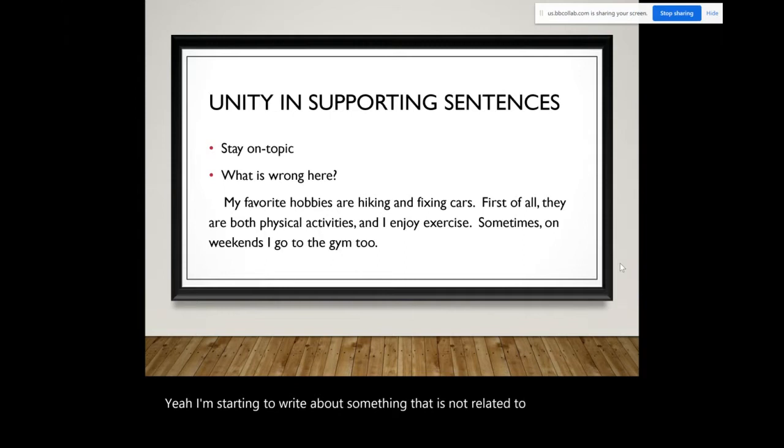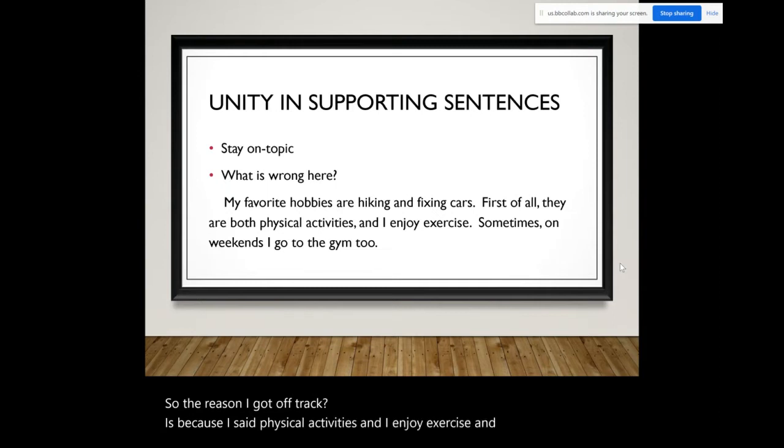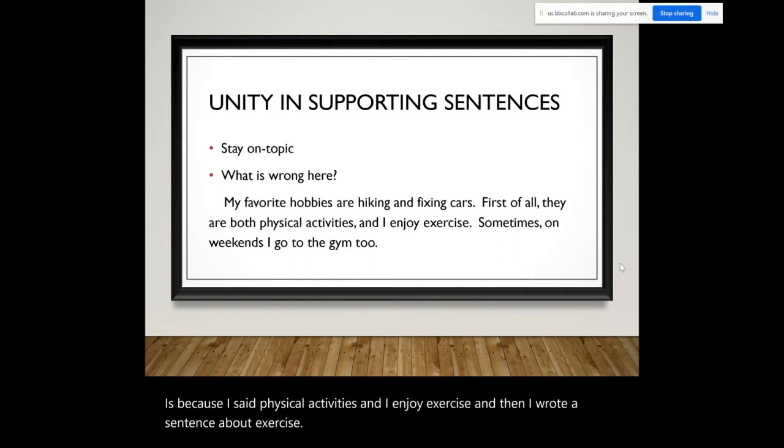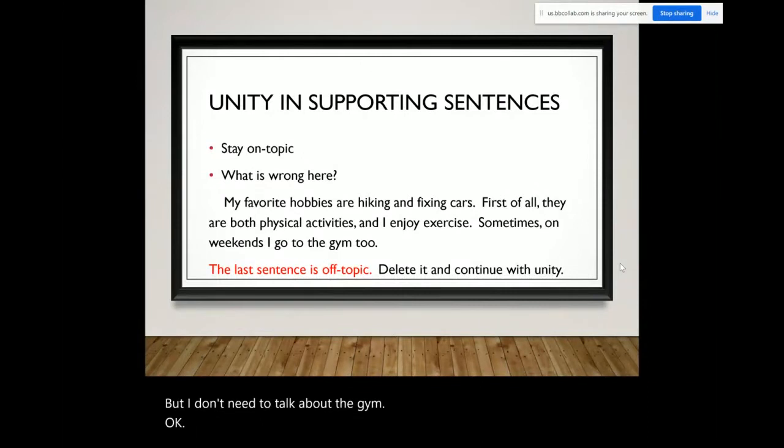So the reason I got off track was because I said activities and I enjoy exercise, and then I wrote a sentence about exercise. But I don't need to talk about the gym, okay? The last sentence here is off topic. It's starting to go on to exercise and gym, which is not my real topic. My real topic is hobbies and fixing cars and hiking. Okay. So what do we do? We just delete that sentence, we take it out, and we continue with unity.